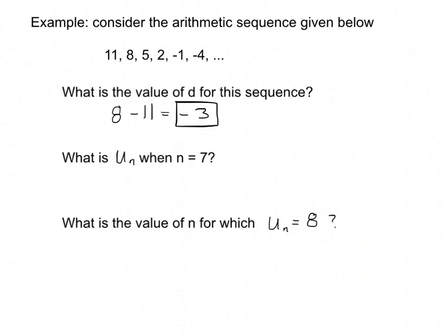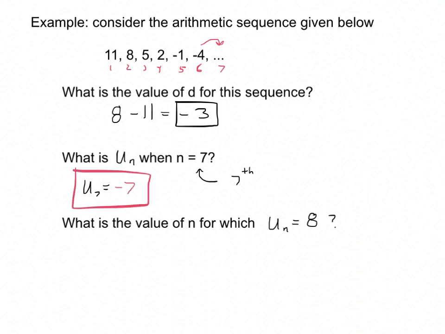Next question, what is U sub n when n equals 7? In other words, they're telling you that they want the 7th term. You need to tell them what that 7th term is. So if we count these out, this is the first term, second term, third term, fourth term, fifth term, sixth term. So I need the next term, the 7th term. Well, if I just applied the common difference one more time, I would find that U7 will be negative 7.